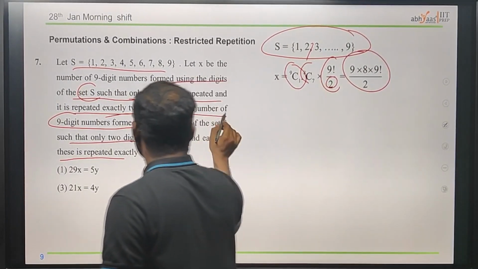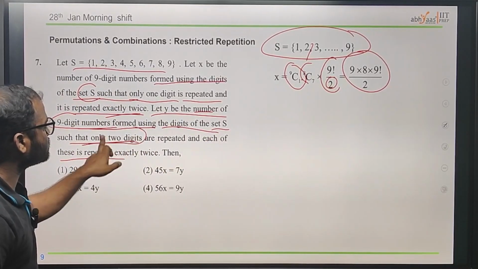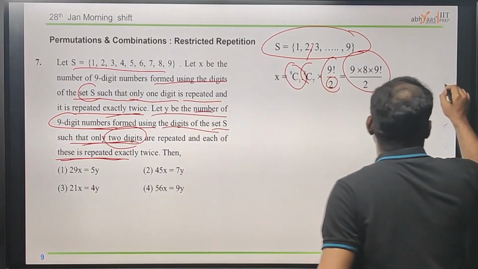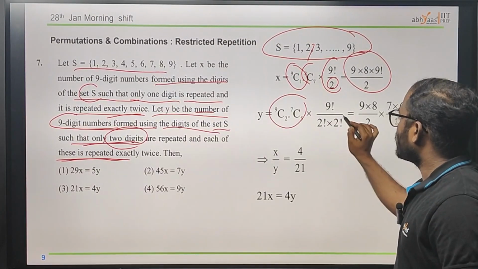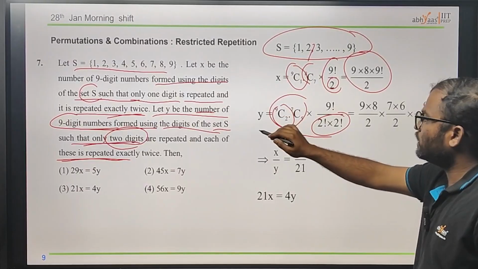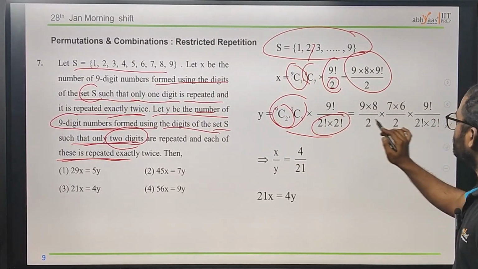Now let y be the number of 9 digit numbers formed using set S, where only 2 digits are repeated and each of these is repeated exactly twice. Similarly for y, since we have 9C2 ways, here we have 9C1 ways. For one digit, here 2 digits. For that reason we have this term.